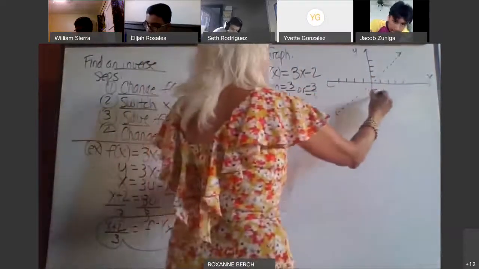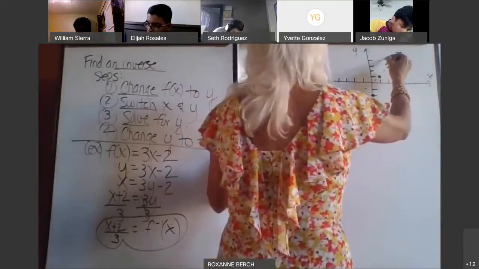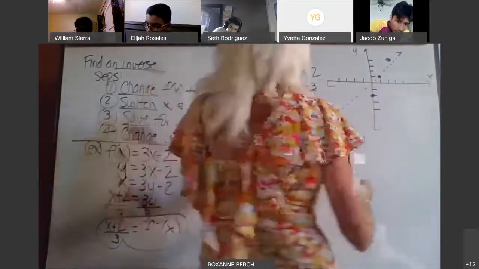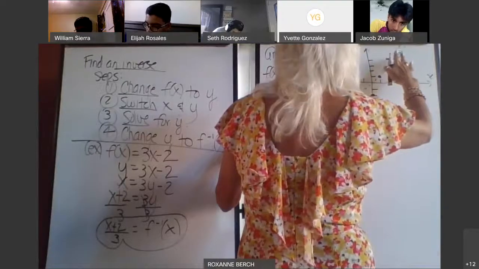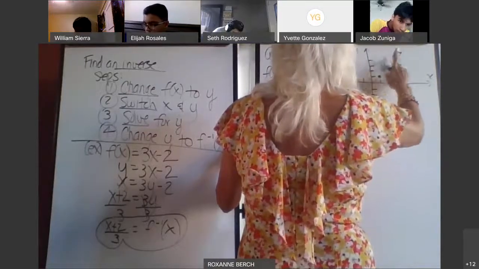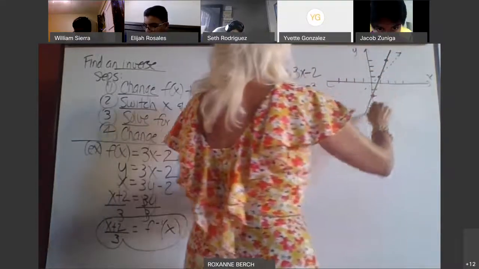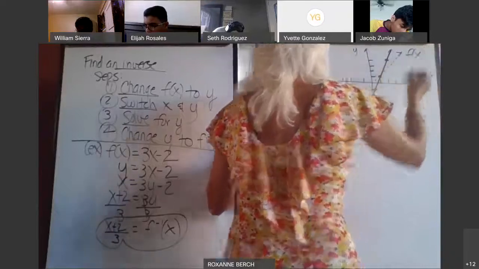So start at 0, down 2, and go up 3, 1, 2, 3, right 1, go up 3, right 1, and draw the line. And that's the graph of f of x.